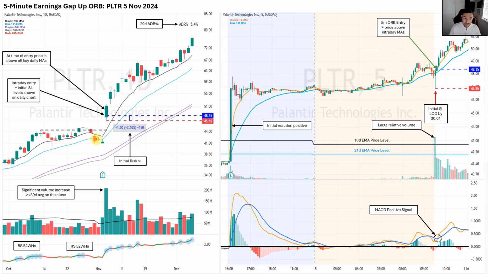So here is where the earnings come out in the post market. You see this session here: the market closes, PLTR reports their earnings, and then the reaction is the next day. But you can see the reaction in the post market. Look at this bar. You see this bar? The initial reaction is very, very positive. For whatever reason, the market really liked it.